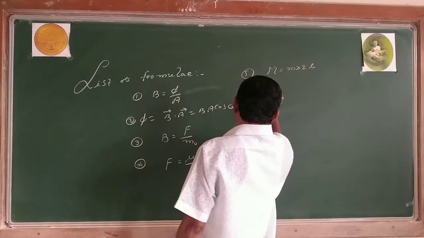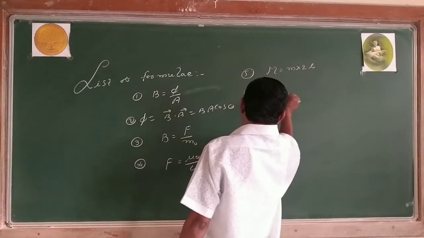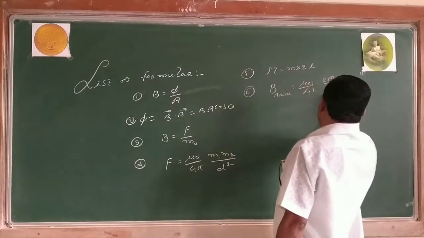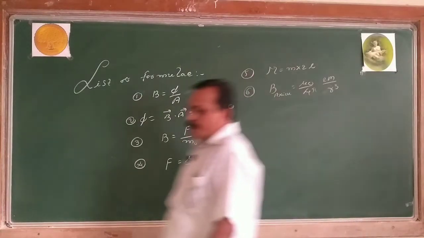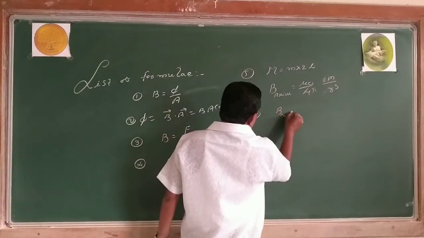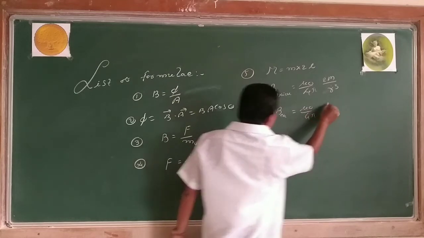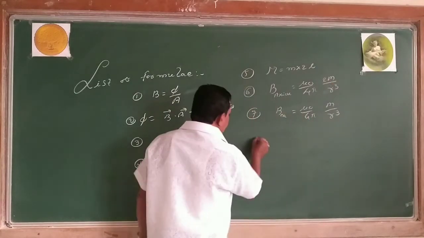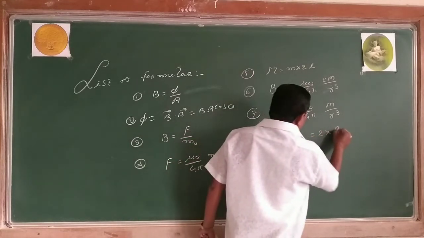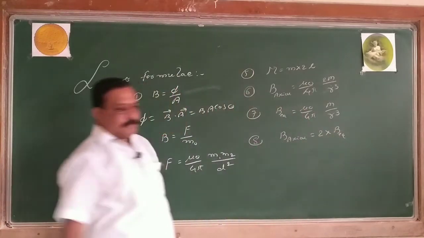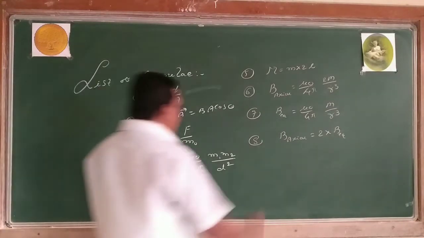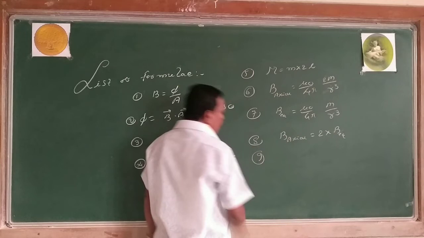In that case, the magnetic field on the axial line is equal to mu naught divided by 4 pi, 2m by distance cube, that is r cube. On the equatorial line, it is mu naught divided by 4 pi, m by r cube. The relation between them: B axial is equal to 2 times the magnetic field on the equatorial line. Is it clear? Yes.